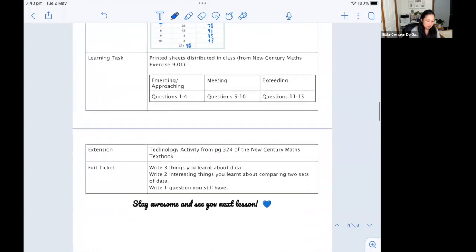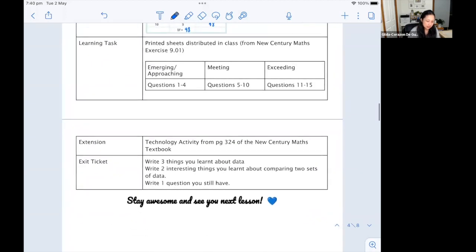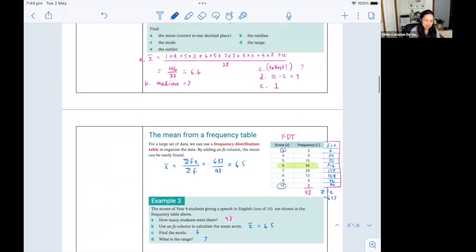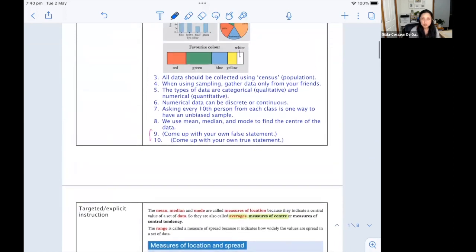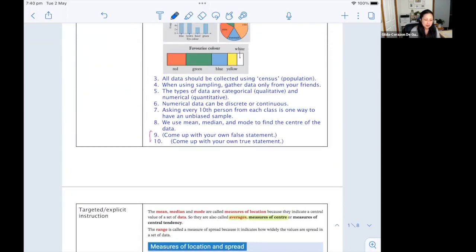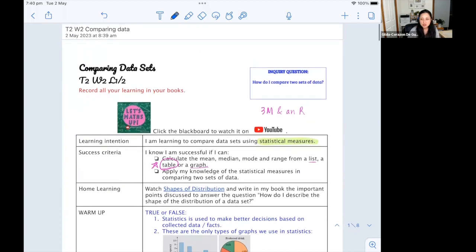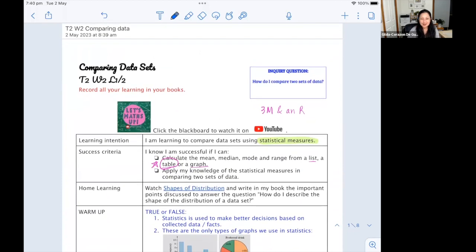If you have more time, you might want to have a look at the extension activity that's on page 324 of the textbook, of the New Century Maths textbook. Okay, and if you have any questions about the work, you're welcome to email me, right? And then I'll get back to you as soon as I can, right?